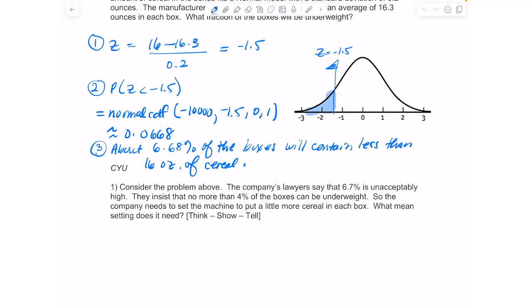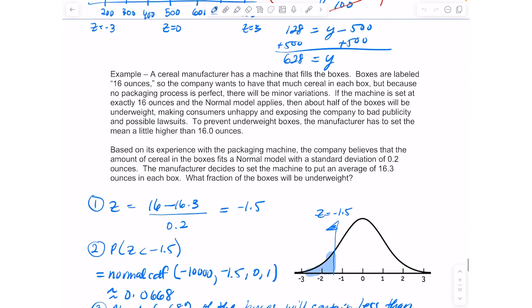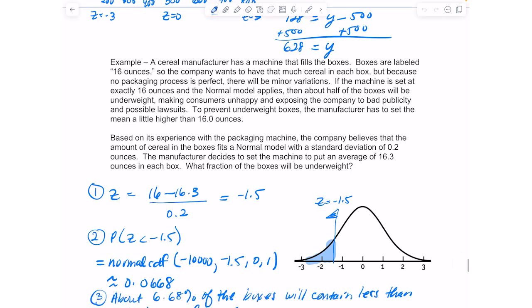In this video we're going to look at when z-scores are not exactly 1, 2, and 3 standard deviations away from the mean. So if you'll recall, we looked at a problem in the last video about cereal. Please feel free to pause the video and reread the problem so that you have an understanding of what the background is.